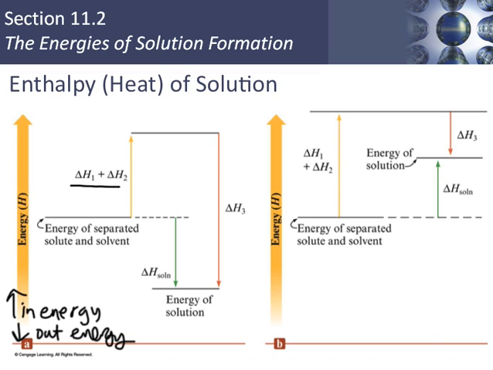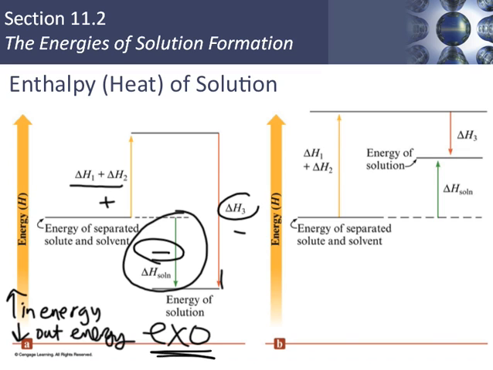So we know that delta H1 and 2, you're always putting in energy to separate the solute and solvent. So in this case, we're putting in that much, right? When they come together, we're releasing a whole bunch. We're releasing a ton. That much is released. So when you add these positives to this negative, this is how much you get, which is going to be positive or negative? Negative. So this is an example of a graph of an exothermic reaction.